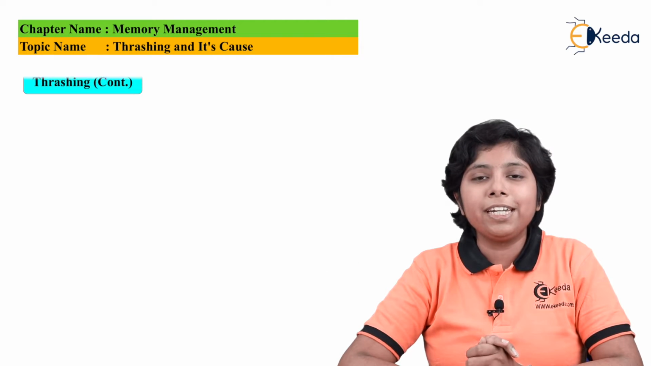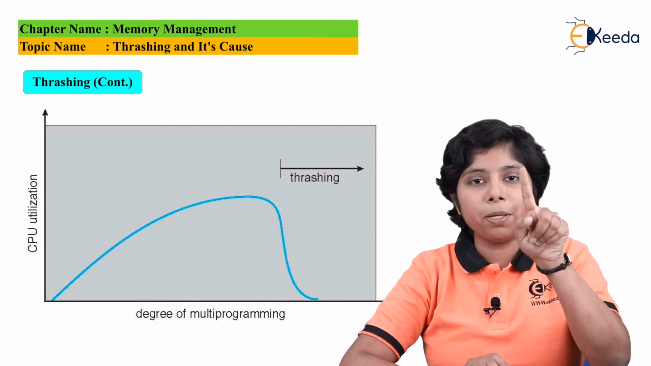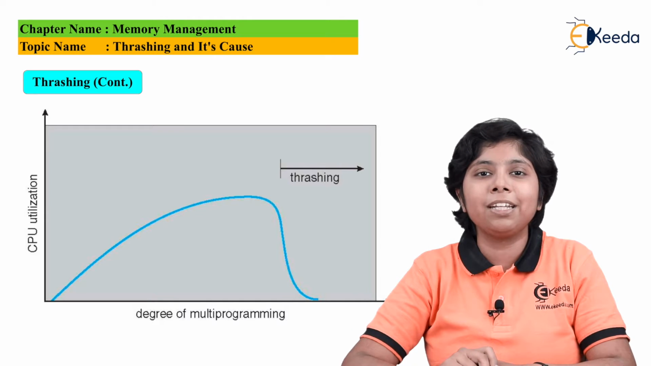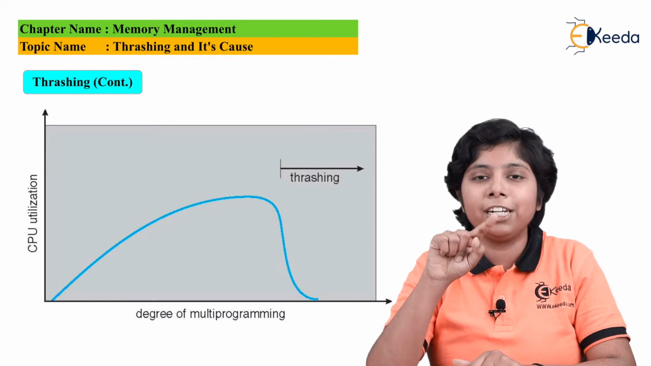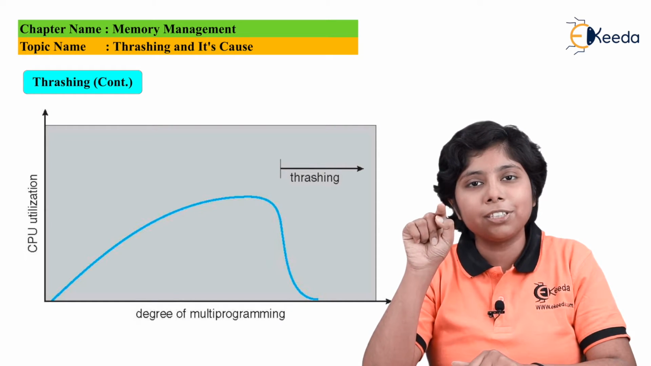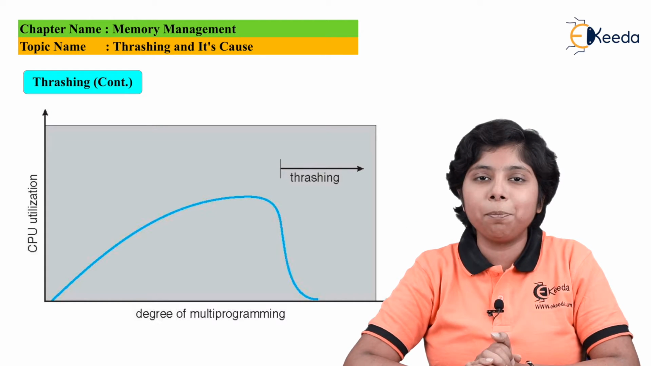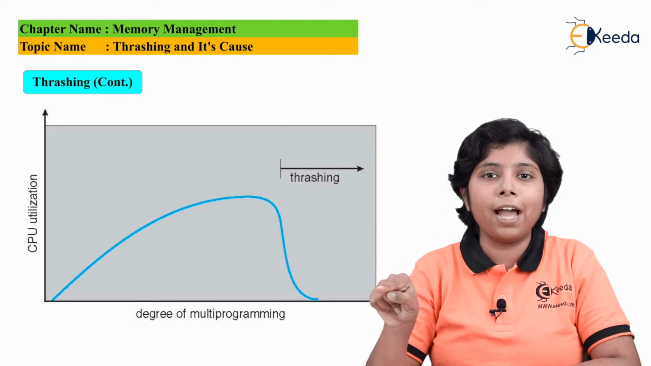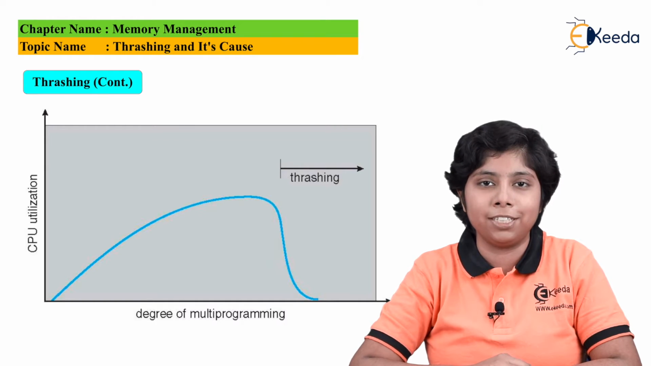So when we increase the degree of multiprogramming and plot it on a graph with CPU utilization on the y-axis and the degree of multiprogramming on the x-axis, you can see that the CPU utilization increases slowly with the degree of multiprogramming until it reaches a maximum level. After that, if we increase the degree of multiprogramming, the CPU utilization will eventually drop, and at the last it plunges and reaches zero CPU utilization.